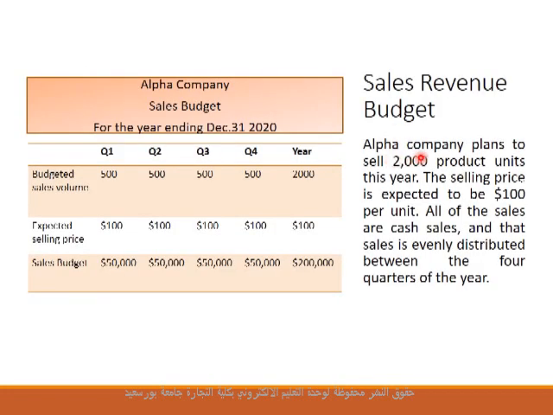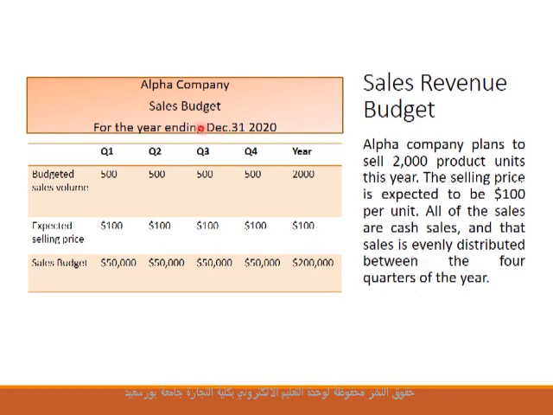Alpha Company is a manufacturing company that plans to sell 2,000 product units this year. So the number of units expected to be sold during 2020 is 2,000 product units. The selling price is expected to be $100 per unit. All of the sales are cash sales, and that sales is evenly distributed between the 4 quarters of the year.